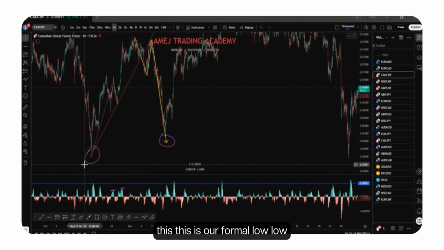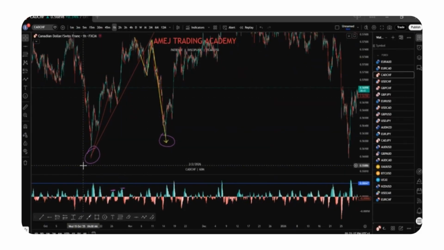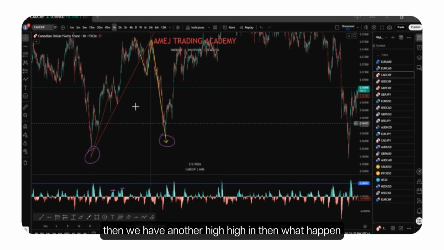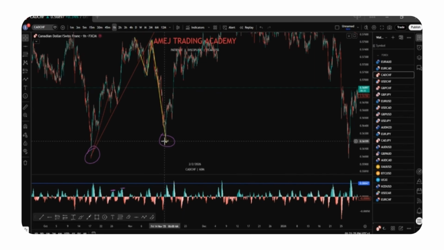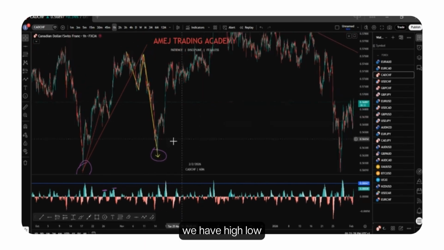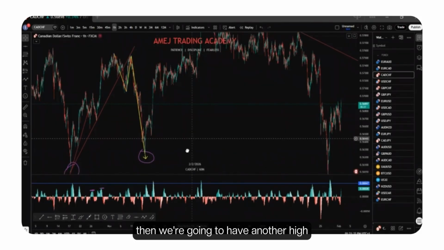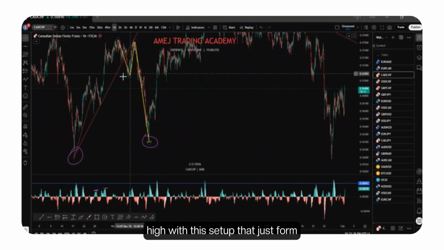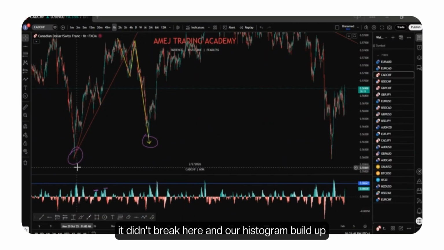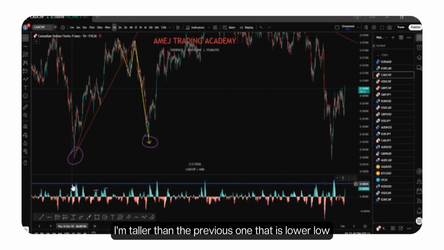This is our former low. Then we have another high here. Then what happened? We have a higher low. Then we're going to have another high with this setup that just formed, because the market came from here, it didn't break here, and our histogram built up taller than the previous one, that is the lower low.